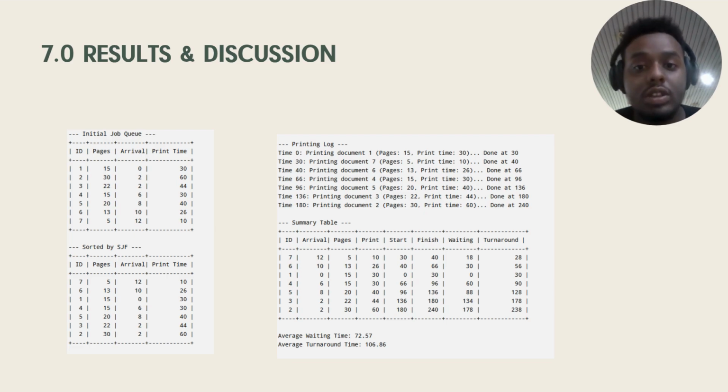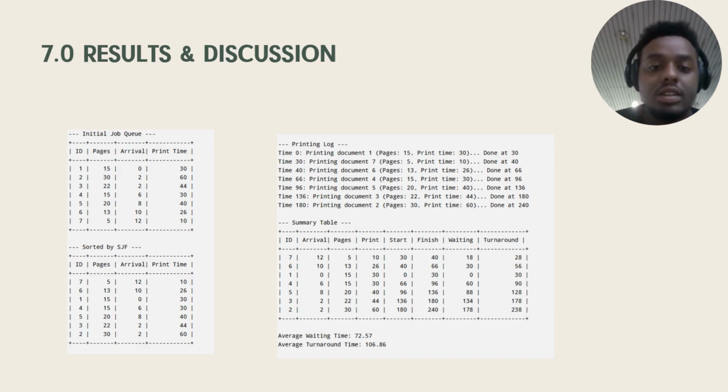It also shows the printing log, what happened in real time, for example what's been done at 30 seconds, 40 seconds, 60 seconds, which document has been printed and how long it took. And at the end it shows a summary of each and every printing job, when it started, when it ended, and the waiting time and the turnaround time it took, and finally the average time.